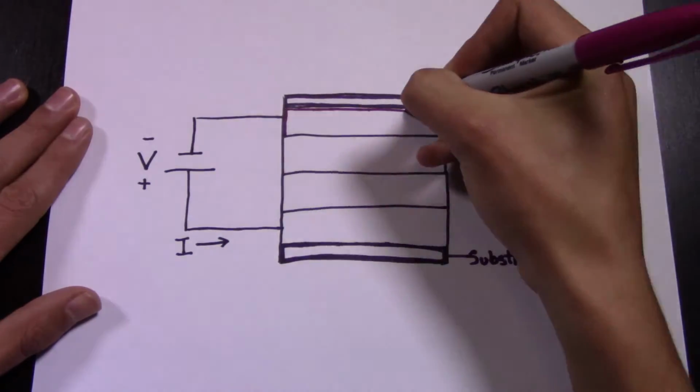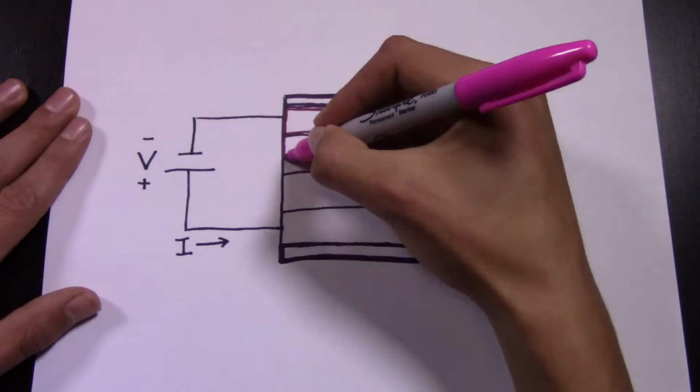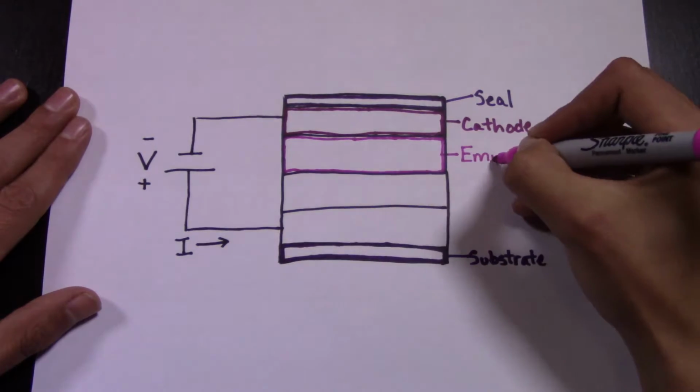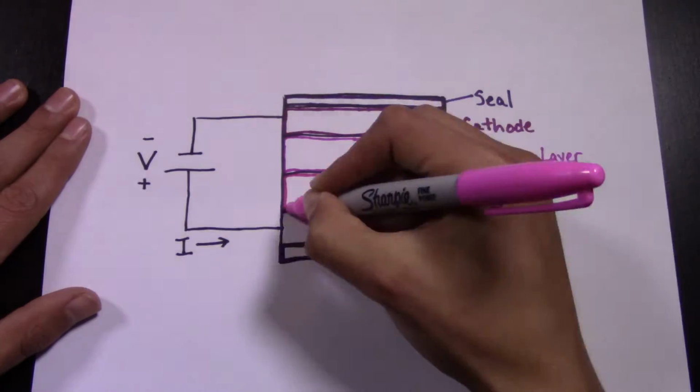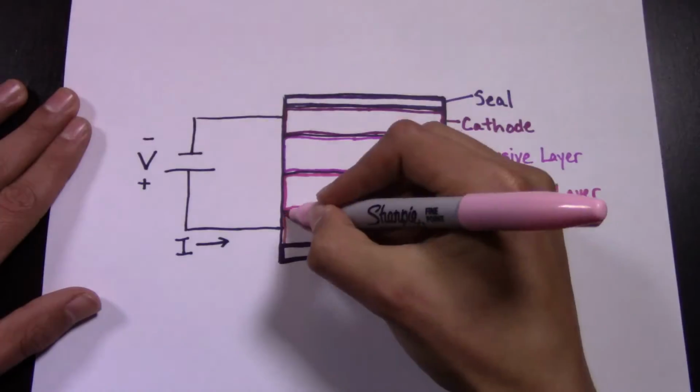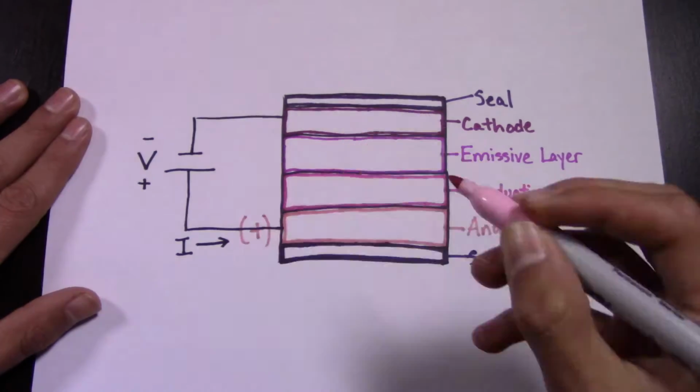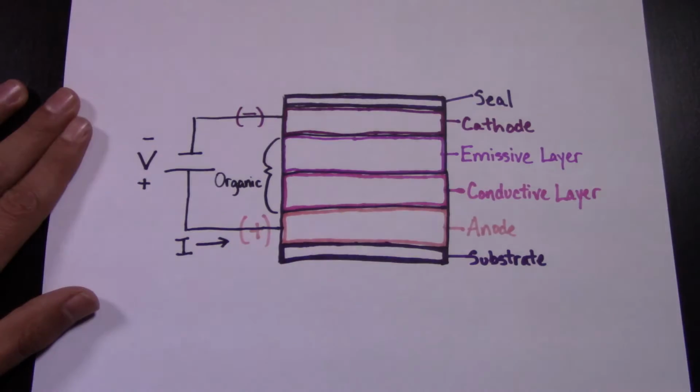Below the seal is the cathode, or negative terminal. Underneath is the emissive layer, where light is produced. Next we have the conductive layer, the source of the LED's charge carriers. Between the conductive layer and substrate is the positive terminal, or anode. As indicated by its name, the middle two layers are organic polymers that are capable of conducting electricity.